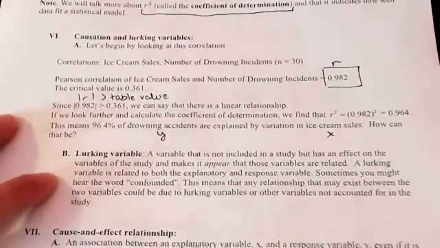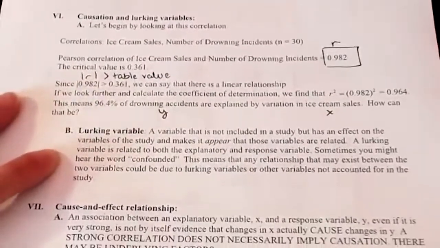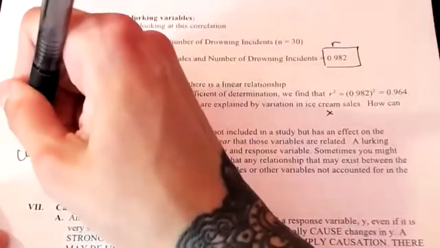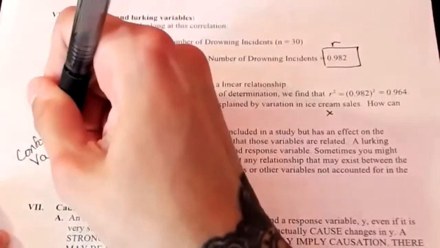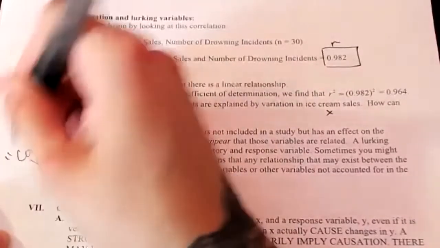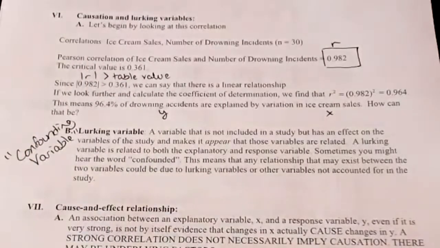So we have something called a lurking variable. You'll also hear the word confounding variable. Either of those are referring to the same idea. So let me explain what this means. A lurking variable is a variable that is not included in a study, but has an effect on the variables in the study and makes it appear that those variables are related. This one's easy to see, right? We definitely know that ice cream does not cause murder.